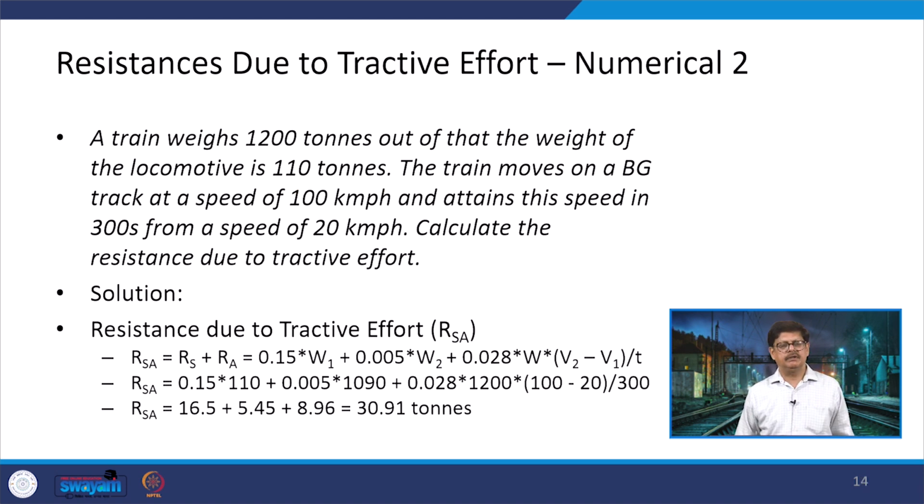Now, let us look at a numerical here. The train weighs 1200 tons. So, this is the total weight. Out of that, the weight of the locomotive is 110 tons. So, this is a small W1, or capital W1 if you want to write it that way. The train moves on a broad gauge track at a speed of 100 kilometers per hour. So, V is given here. It attains this speed in 300 seconds. So, T is the time, from a speed of 20 kilometers per hour. So, this is V1 and this is V2. Calculate the resistance due to tractive effort.